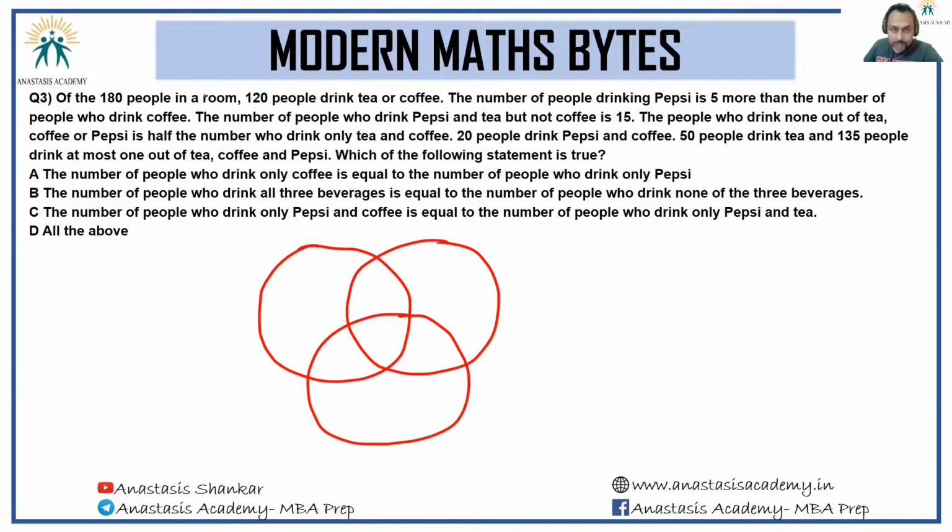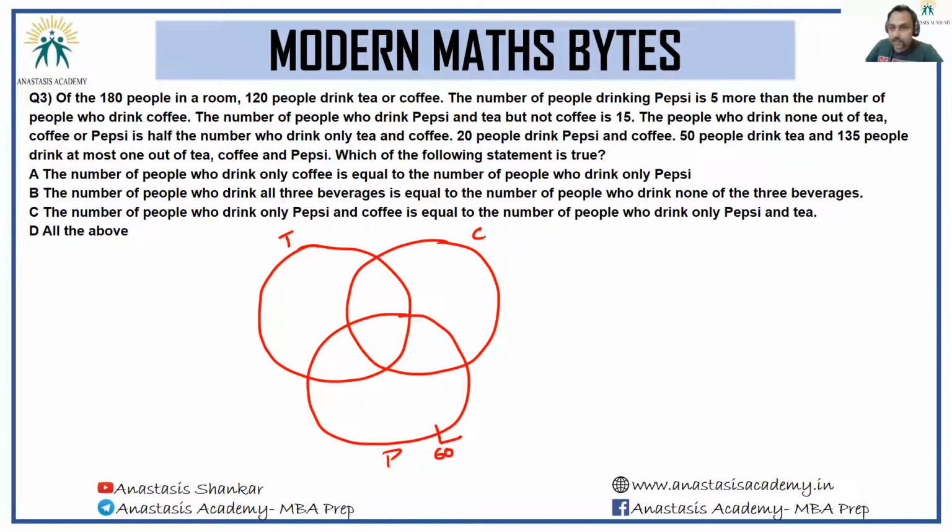Okay, of the 180 people, tea, coffee, Pepsi. Of the 180 people in the room, 120 people drink tea or coffee. Okay, these regions at the top add up to 120. So these two regions, people who are part of only Pepsi and people who don't like any of the stuff, together add up to 60.